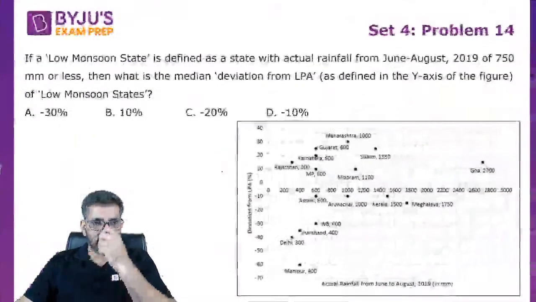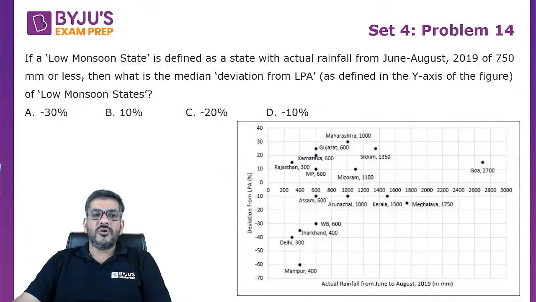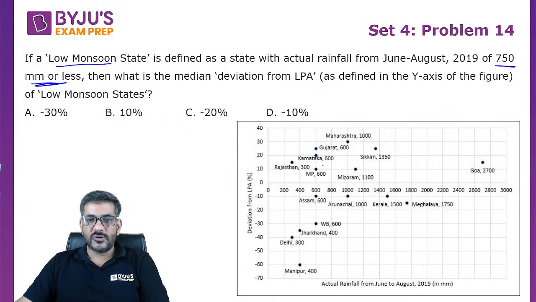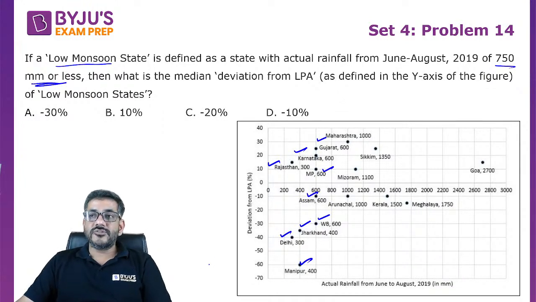Let's talk about the second one. If a low monsoon state is defined as a state with actual rainfall of 750 or less, this time let's see what the low monsoon states are. Which ones are 750 or less? Gujarat is there, Karnataka is there, Rajasthan is there, MP is there, Assam is there, West Bengal, Jharkhand, Delhi 400, sorry, Manipur. These are all low monsoon states.